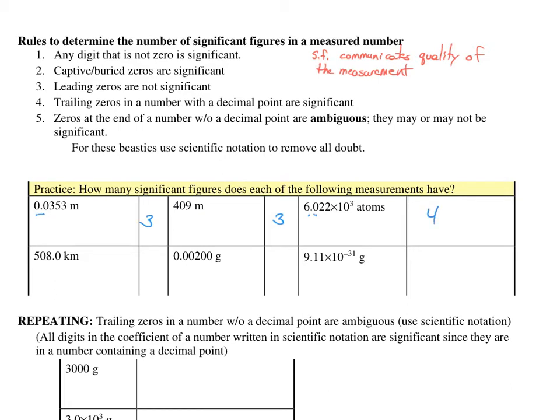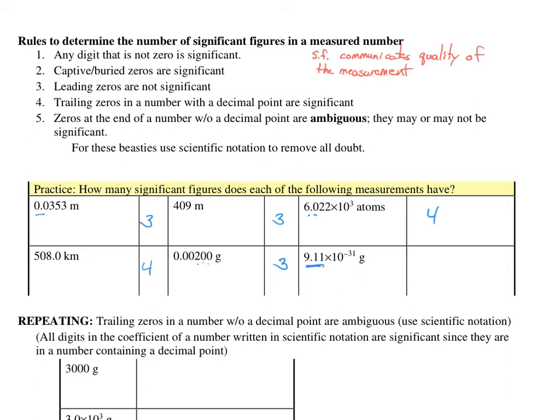Here we have the number 508.0. We have 2 different types of zeros here. We have a trailing zero in a number with a decimal point, so that counts as significant. And our captive zero, as usual, is significant. So there's 4 sig figs in this number. Here we have 2 types of zeros. Leading zeros do not count as significant. These trailing zeros in a number with a decimal point do count. So we have 1, 2, 3 significant figures in that measurement. This measurement has 3 sig figs.